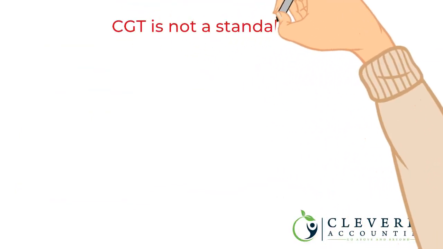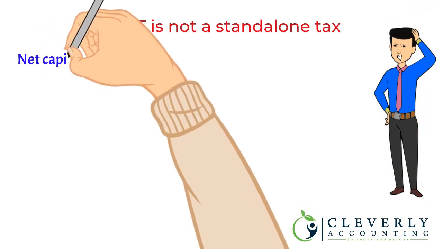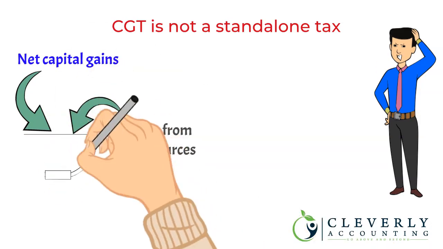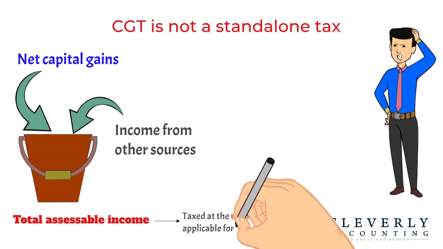CGT, despite its name, is not a standalone tax. Instead, the net capital gain is included in the taxpayer's assessable income, along with income from other sources, and subject to the applicable tax rate for that taxpayer.